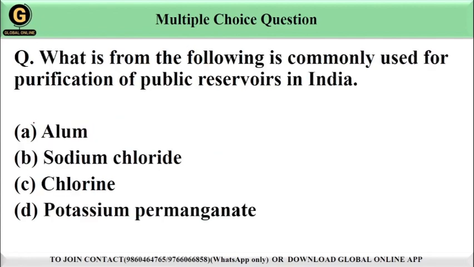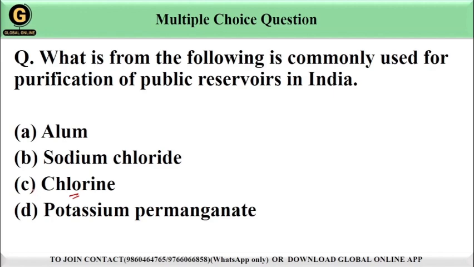Which of the following is commonly used for purification of public reservoirs in India? Options are A. alum, B. sodium chloride, C. chlorine, and D. potassium permanganate. So students, in case of purification of public reservoirs in India, chlorine is commonly used for this process. It helps to kill harmful bacteria, viruses, and other microorganisms, making the water safe for drinking.